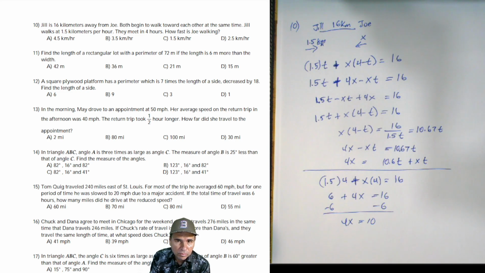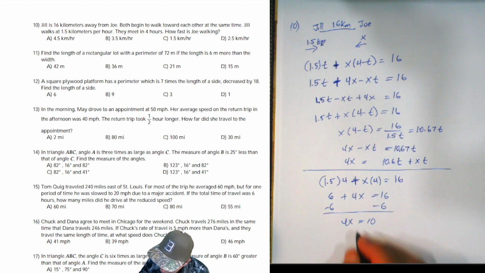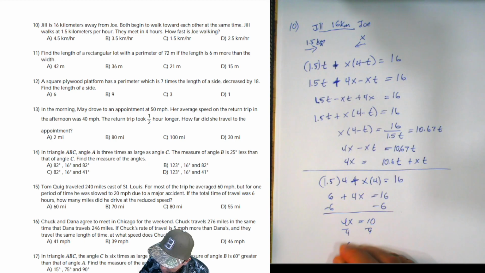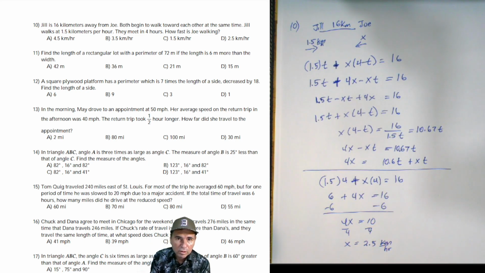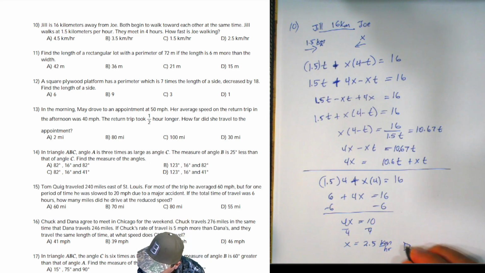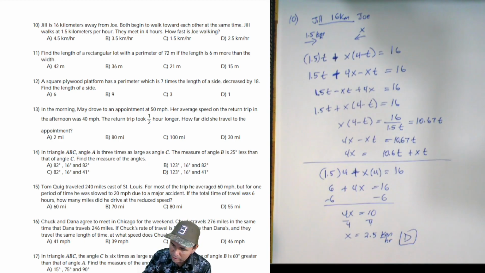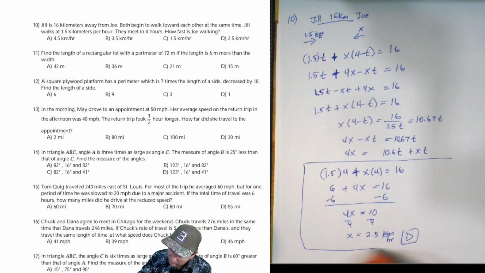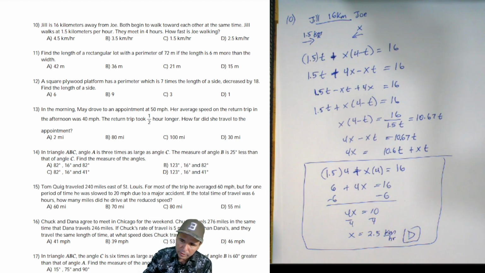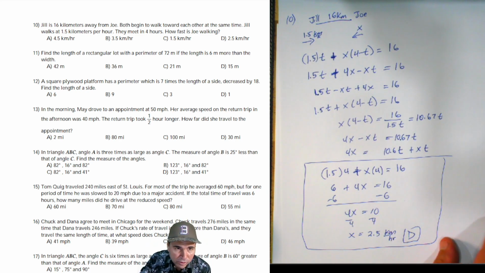So you're going to divide both sides by 4. X is equal to 2.5 kilometers per hour. Okay, so it's letter D. So I was making it a lot harder than it was. I thought it was going to be a quadratic. Excuse me, it's not a quadratic. They're both taking 4 hours to get there. Okay, so that's number 10.